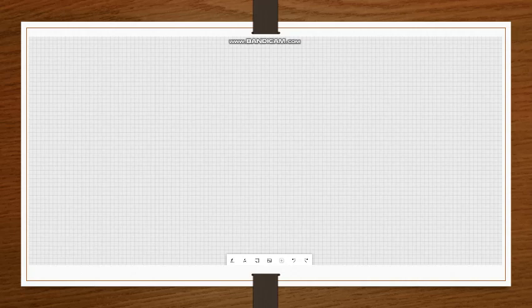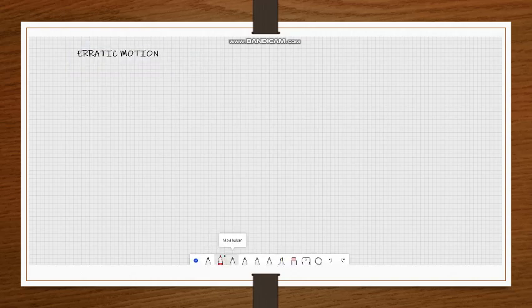We will start with erratic motion. Let's put our title, erratic motion. So we will start with the S and T graph. Let's write it, S and T graph, which is the position and time graph.